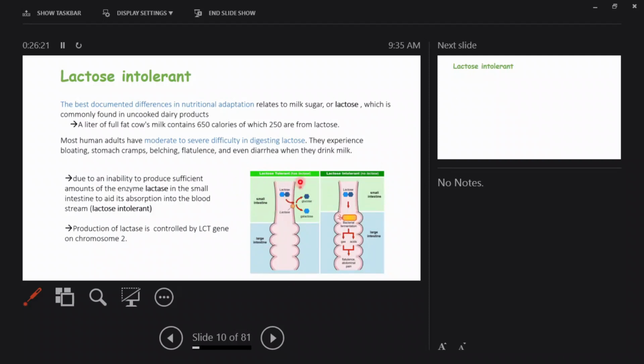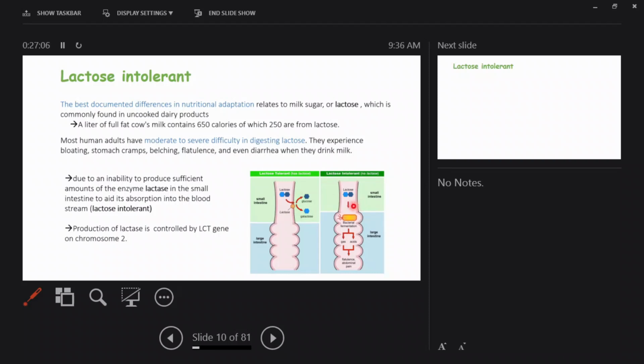When lactose tolerant people consume milk containing lactose, the milk ends up in the small intestine. For normal people who are not lactose intolerant, they have lactase in their body. So this lactase will convert lactose into glucose and galactose. So no problem in their body, such as bloating, stomach cramp, belching, and so on.